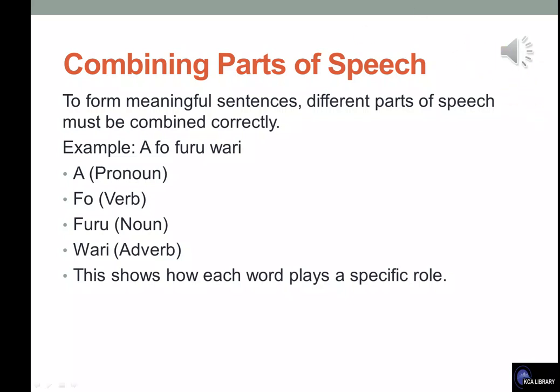To form meaningful sentences in Ijaw, different parts of speech must be combined in a correct and structured way. Each word in a sentence performs a specific function, and understanding these roles is essential for clear communication. For example, in the sentence efo fure were, e, pronoun; efo, verb; furo, noun; were, the adverb. This breakdown shows how each part of speech contributes to the overall meaning of the sentence. The pronoun identifies the subject, the verb shows the action, the noun represents what is involved, and the adverb provides additional detail about how the action is performed.